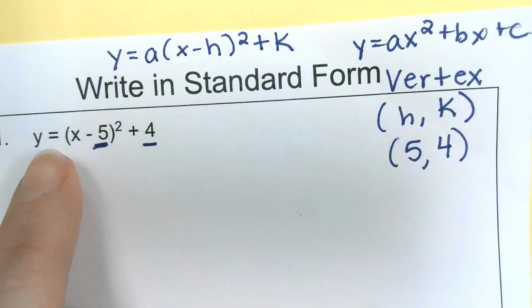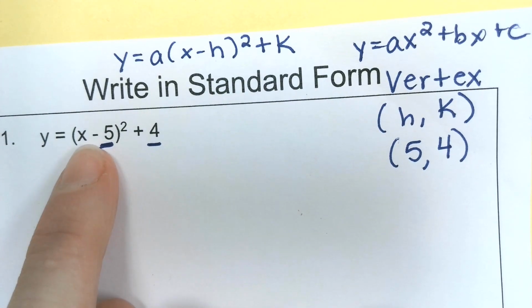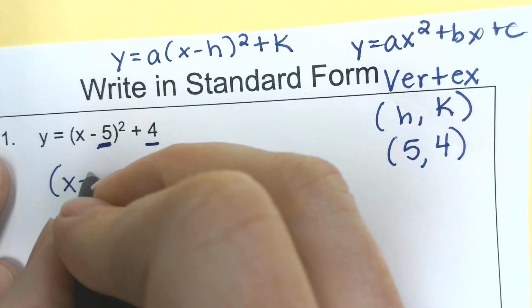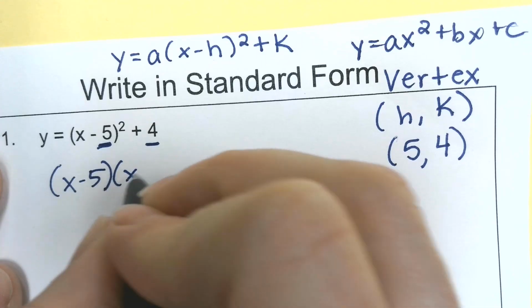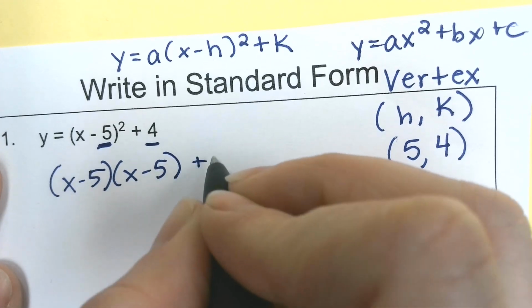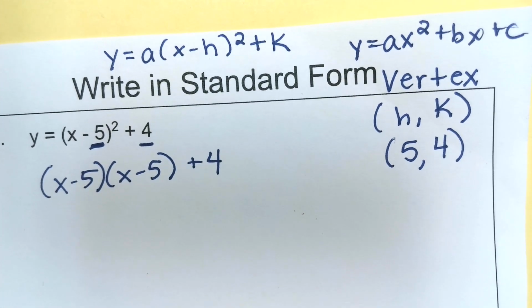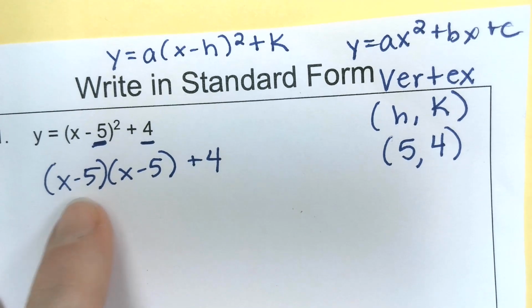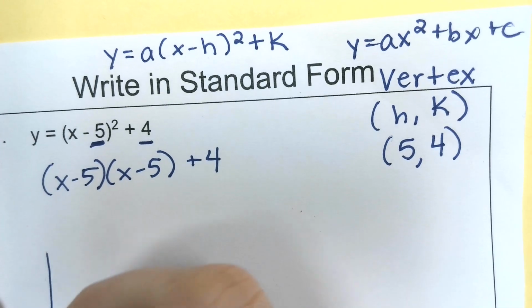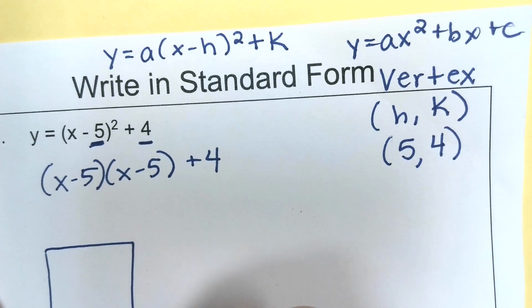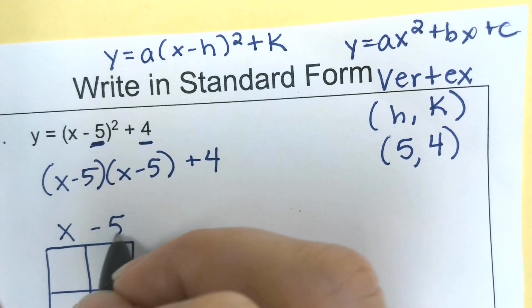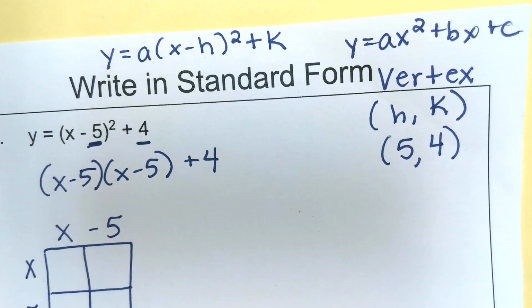Step 2 is we're going to expand this out because (x minus 5) squared means x minus 5 times x minus 5. And then we still have that plus 4 on the end. So we are going to use the box method for this. So draw your box. X minus 5 times x minus 5.